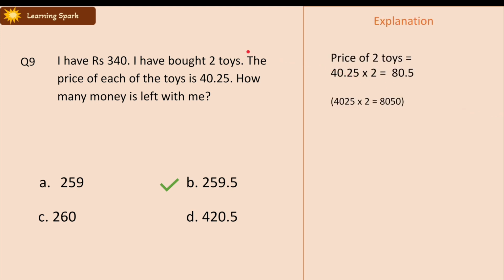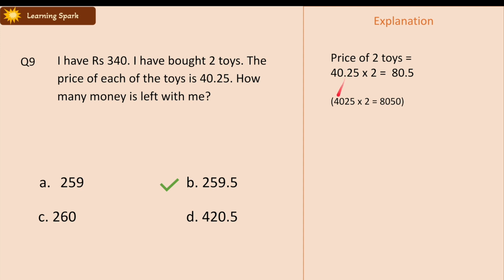So first of all, it says I have rupees 340. I have bought two toys, right? And the price of each toy is also given, 40.25, and then it asks how much money is left with me. So if we have bought two toys and the price of toys is given, let's find out how much we have spent together, right? So the price of two toys is 40.25 into 2, which is 80.5. Again we apply the rule of multiplication of decimals.